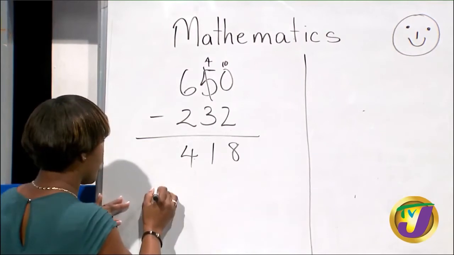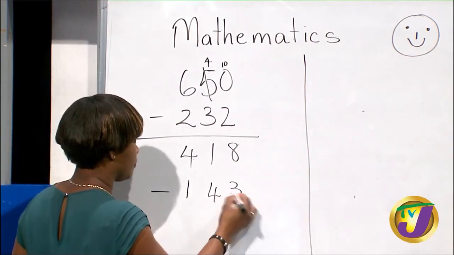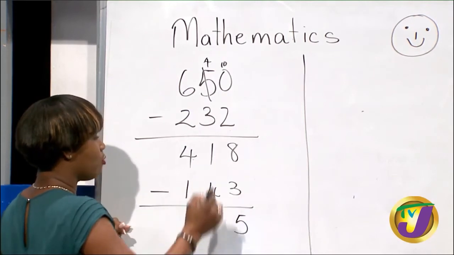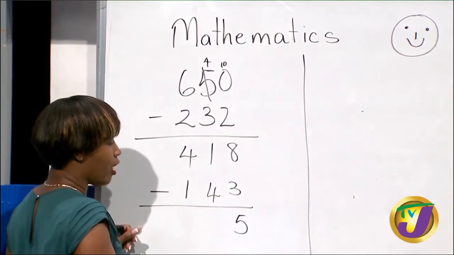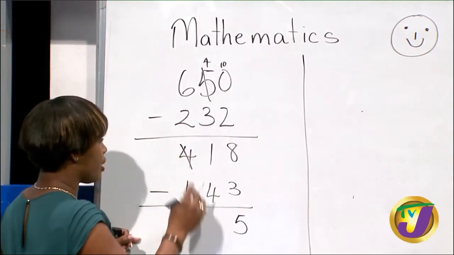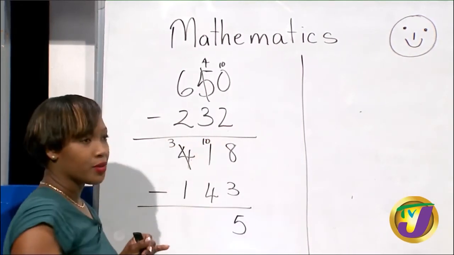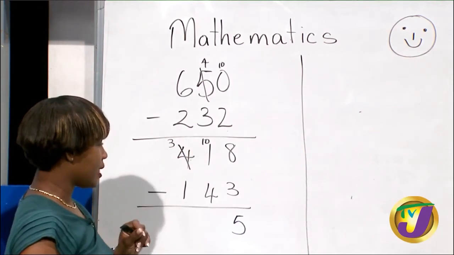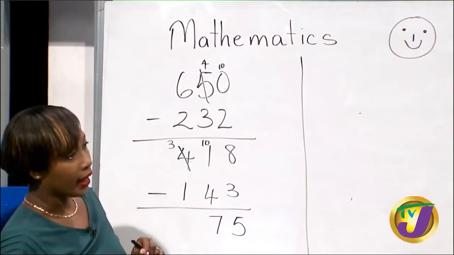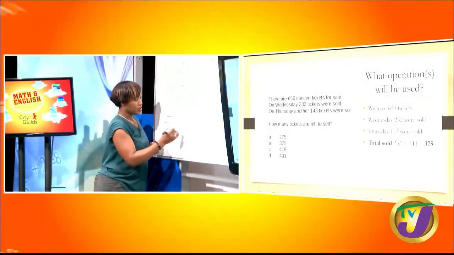Then you'd go and take away Thursday's tickets, which is 143. So 8 ones take away 3 gives me 5 ones. I have one group of 10. I want to take away 4 groups of 10s. I will have to take it from my 100 here. So I'm going to take one of my 100 and rename it as 10 groups of 10s. So now I have 11 groups of 10s to take away 4, giving me 7. And 3 groups of 100 take away 1 gives me 2.